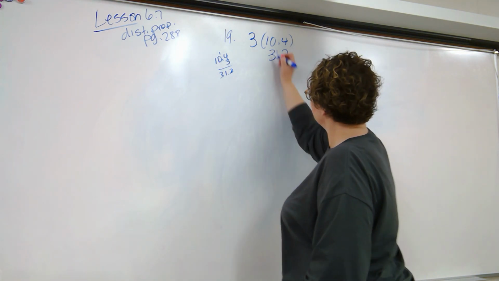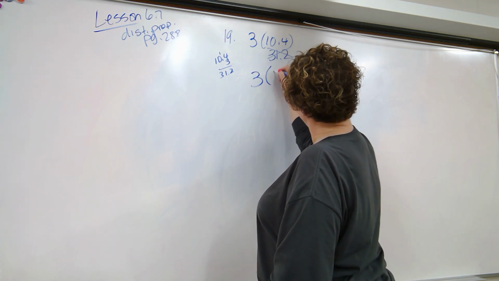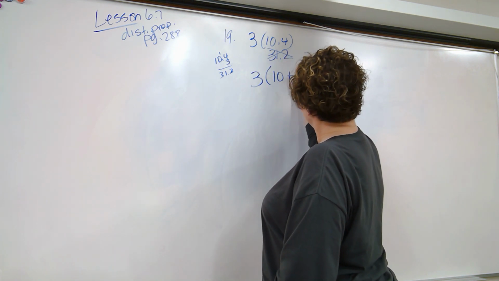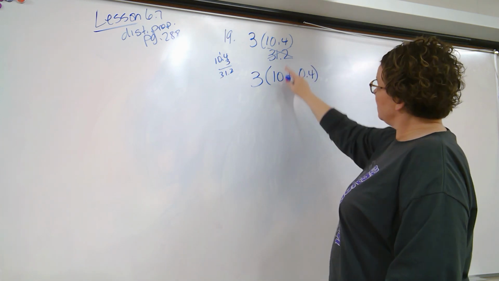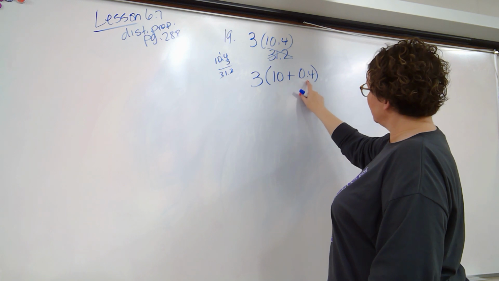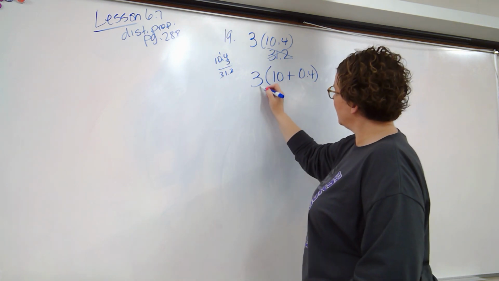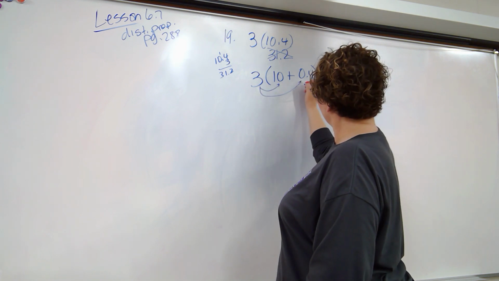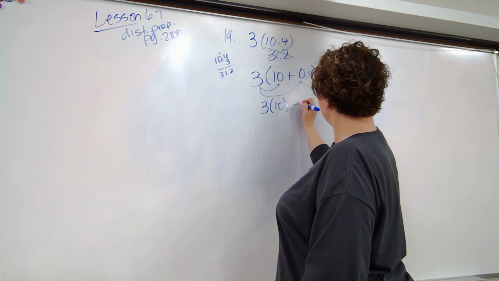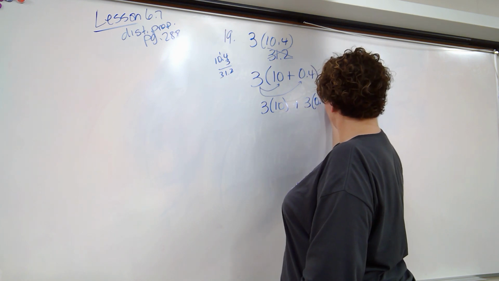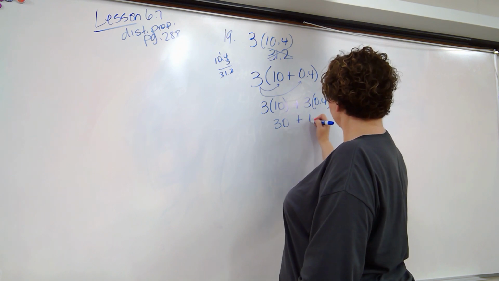What they want is this number split into two numbers, okay? 10.4 is 10 plus 0.4. And I'm going to distribute the 3 out here and to the 0.4. 3 times 10 plus 3 times 0.4. This gets me 30. And this gets me 1.2.